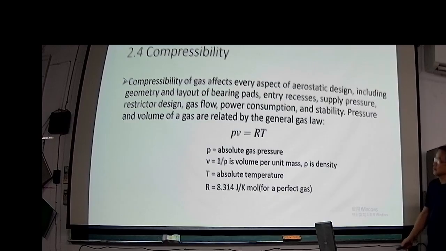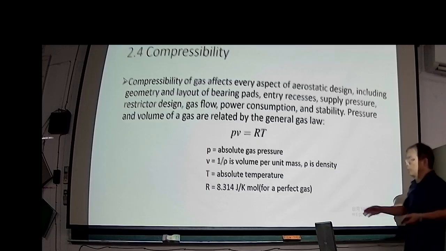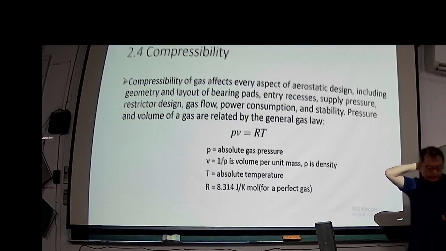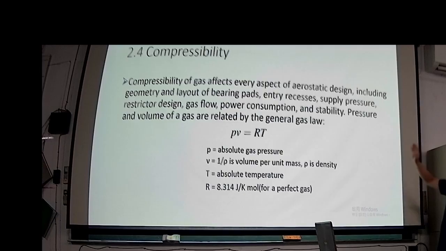And R is the ideal gas constant, the perfect gas constant. So this one is fixed. R equals 8.314 joule per degree Kelvin per mole. So when you are going to calculate the theoretical compressibility of the air bearing, you are using this formula.